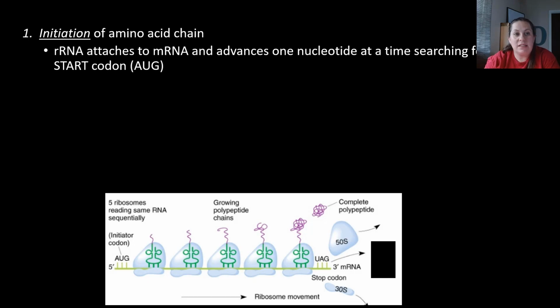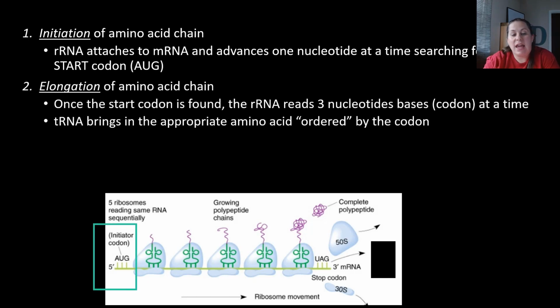Now, this brings us to the steps. How do we know we need to start the process of making a protein? Well, first of all, we have to have initiation of the amino acid chain. So rRNA attaches to mRNA and advances 1 nucleotide at a time, searching for the start codon, knowing that the start codon is AUG.